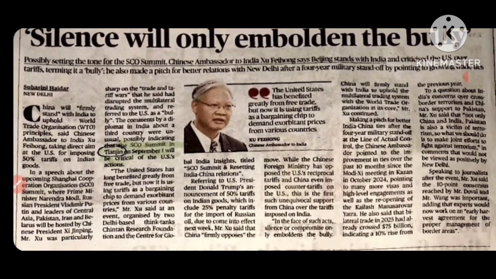Then we come to this news: Silence will only embolden the bully. The Chinese ambassador in India basically gave his comments about the tariffs the US has put on us, and he welcomed India for the SCO summit, which is going to be held in Tianjin from September the 1st. Fine, so this was all about here.